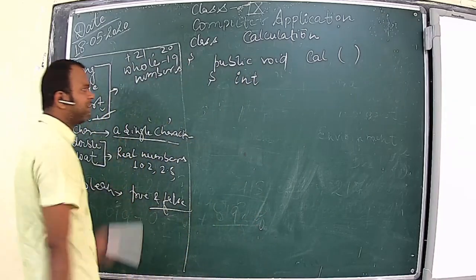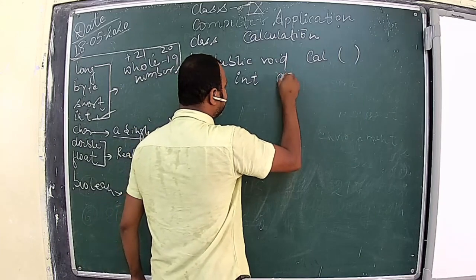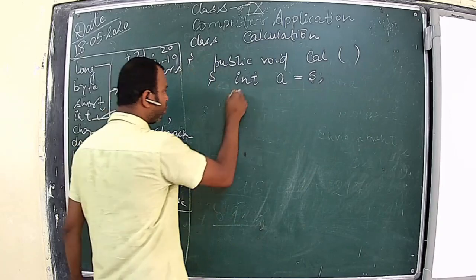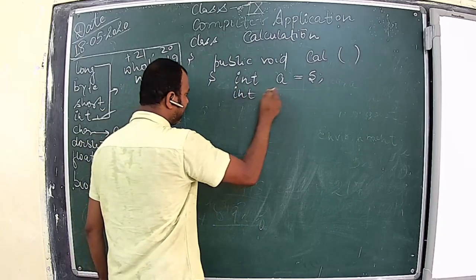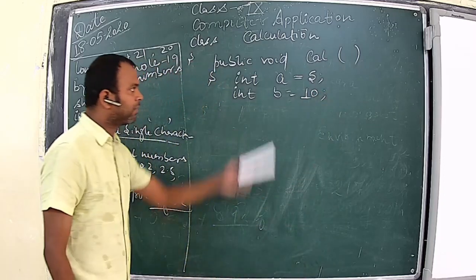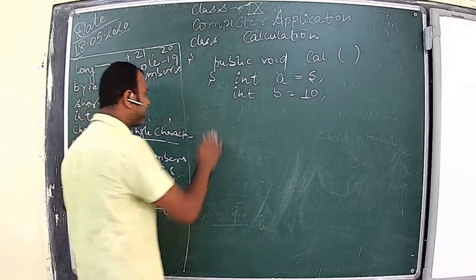I can use any one of them, but I'm using int here. Int a equals 5. Clear? One more variable I'm taking here: int b equals 10. I have taken two variables and I am trying to add these two.